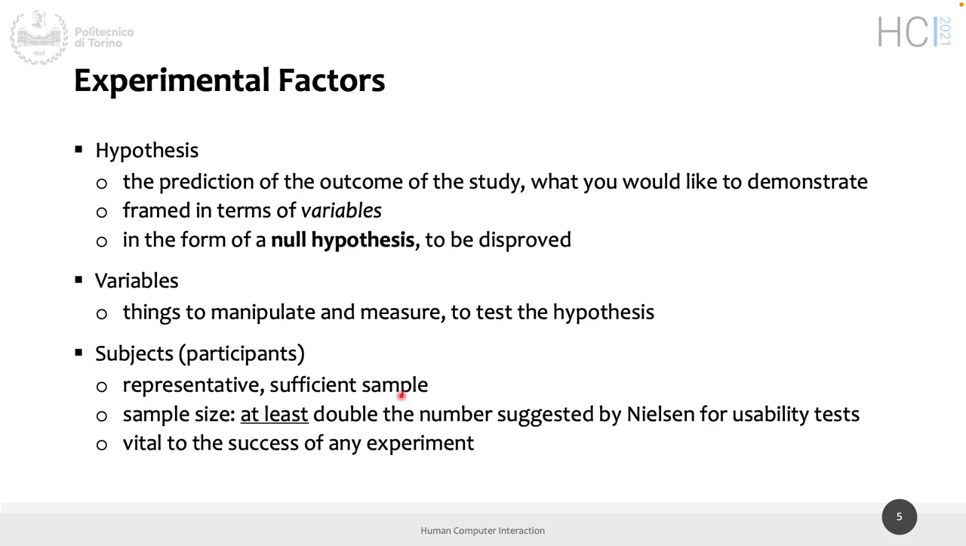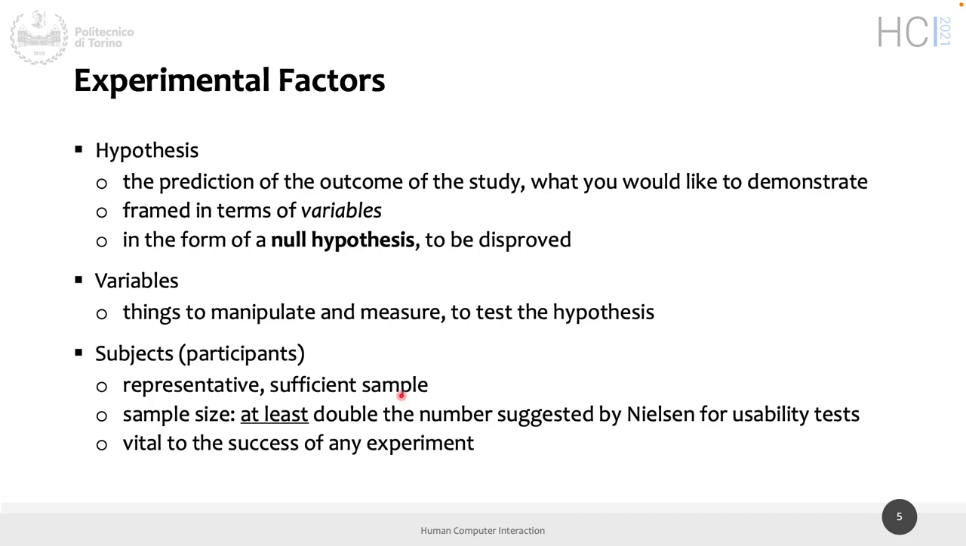There are two other factors that are fundamental here that we mentioned already before. The hypothesis. The hypothesis is the prediction of the outcome of the study. Our bet. We bet that version one of our application is faster than version two. This is how we put the effort on what we would like to demonstrate.